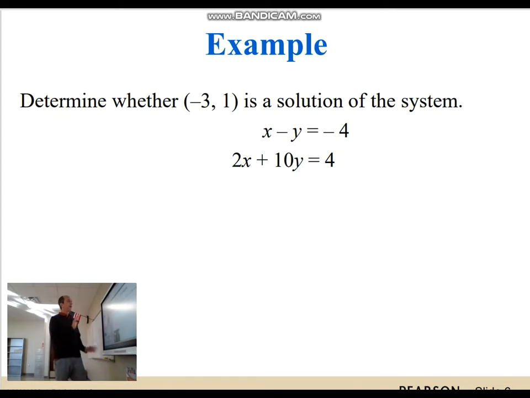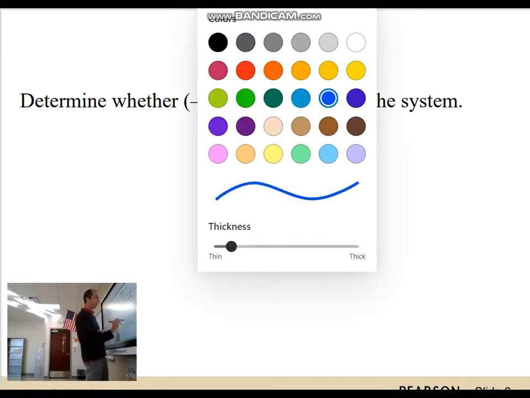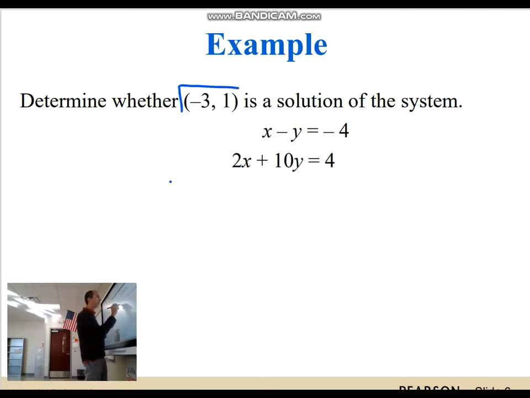Determine whether x equals -3, y equals 1 is a solution of the system. And we have the system here, x minus y equals -4, 2x plus 10y equals 4. You have to plug in the ordered pair, and let me write here. This is the ordered pair. You're going to plug it into each one of the equations. Let's start with this one.